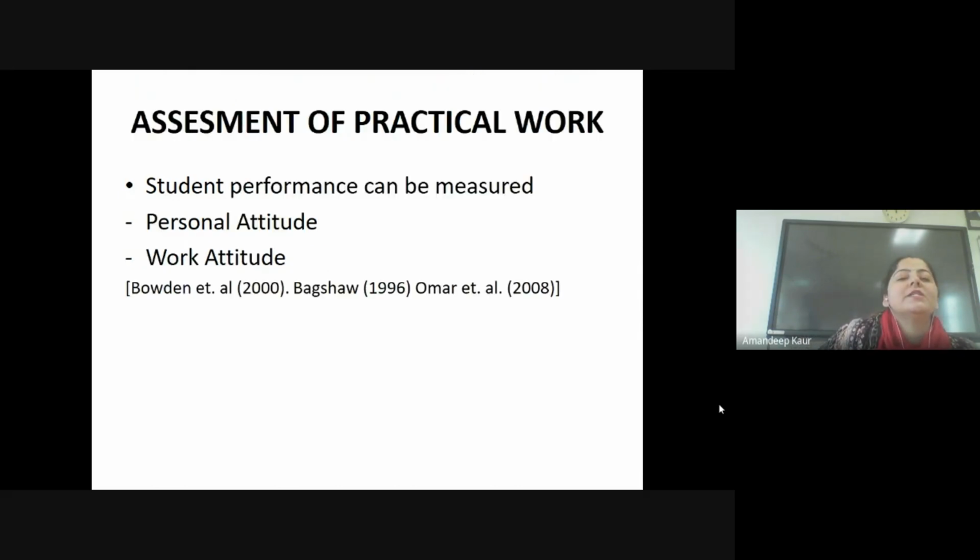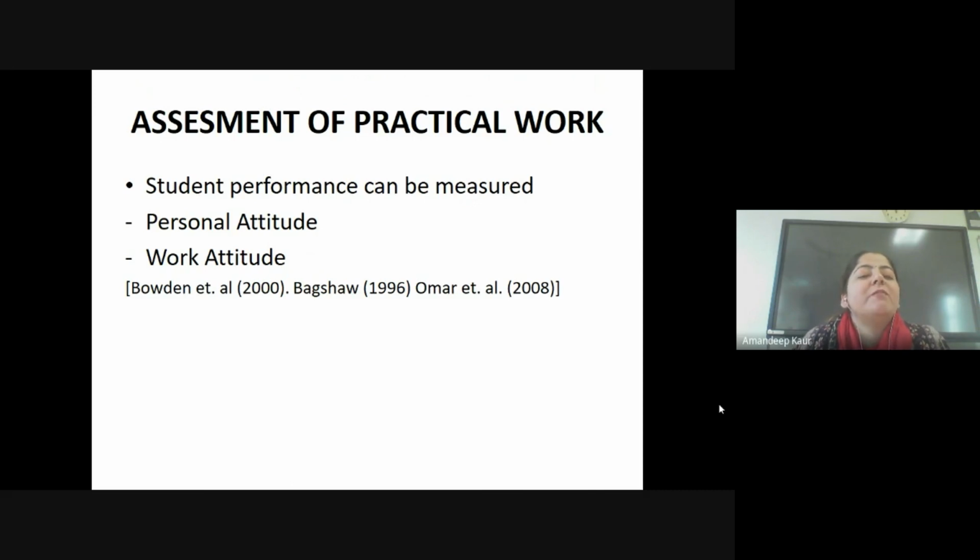So when the teacher is assessing the performance of the student in practical classes, the teacher needs to find out two different parameters, the personal attitude of the student. When Rohit sir said that when it comes to taking part in different practical activities, students are either not matured enough or they are not willing to perform those activities. That is the personal attitude of the student. So behavior needs to be modified.